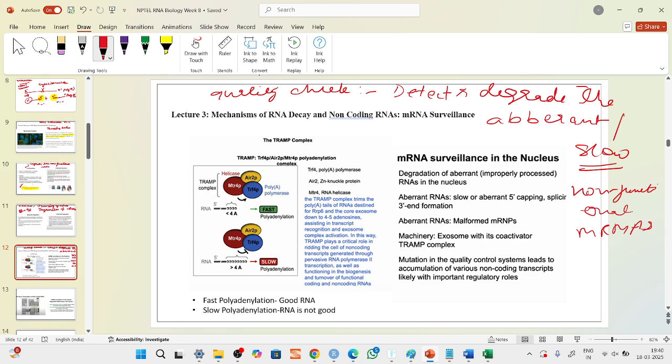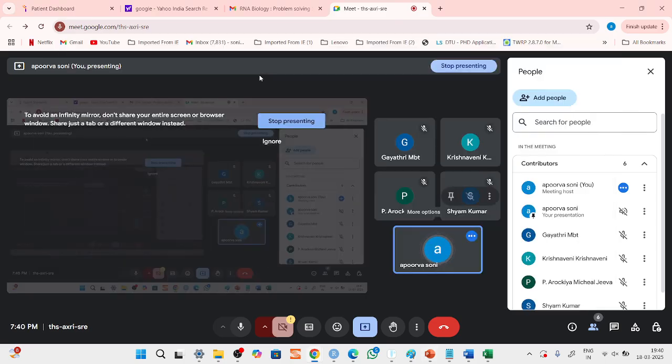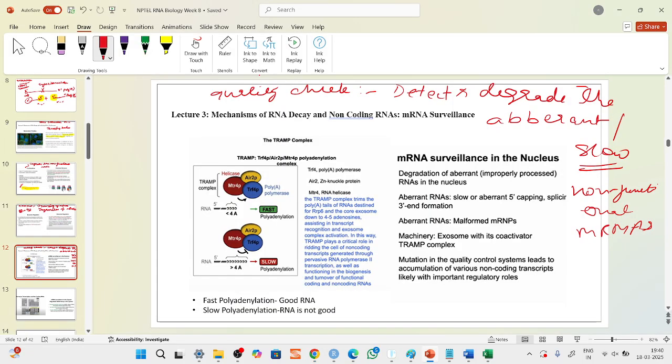So mRNA surveillance is just a fancy word given to the degradation of aberrant or improperly processed RNA that happens in the nucleus. Now, how do we say that a particular mRNA is a bad or non-functional mRNA? An mRNA can be a good mRNA or an aberrant mRNA, and this can be detected on the basis of certain categories. And what are those categories?